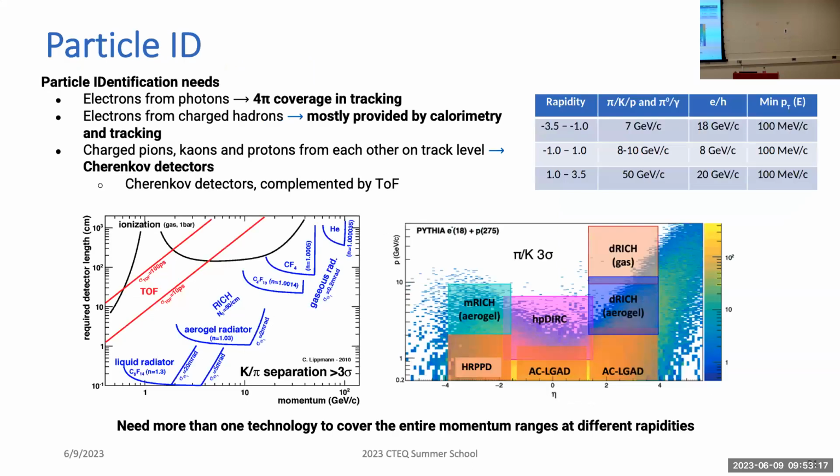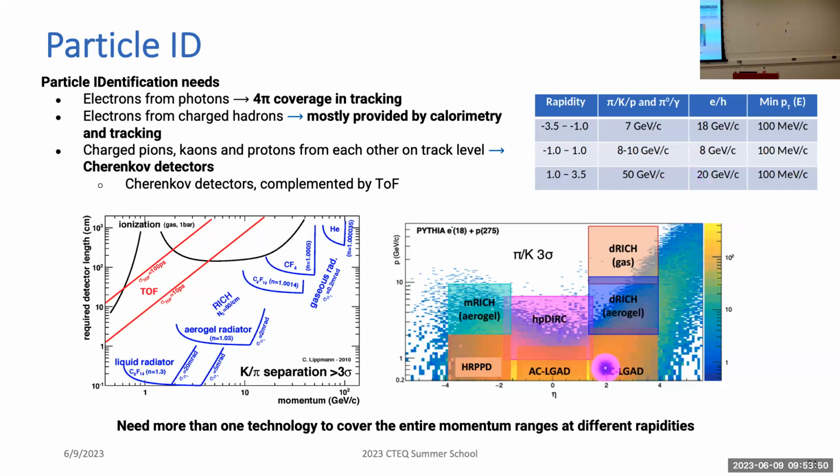Okay, so for the EIC, we need particle identification over a very wide range. In the backward region, we need to be able to identify pions, kaons, and protons, and photons and gammas up to 7 GeV, and separate electrons and hadrons up to 18 GeV. In the mid-rapidity region, we need to go up to 8 GeV for electrons and hadrons and 10 GeV for pi, K, p. And in the forward region, all the way up to 50 GeV and 20 GeV for electrons and hadrons. And we do that by combining a number of technologies.